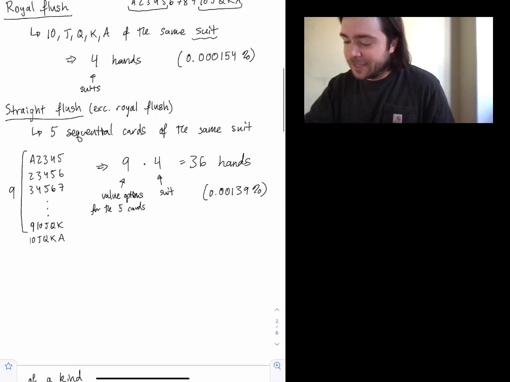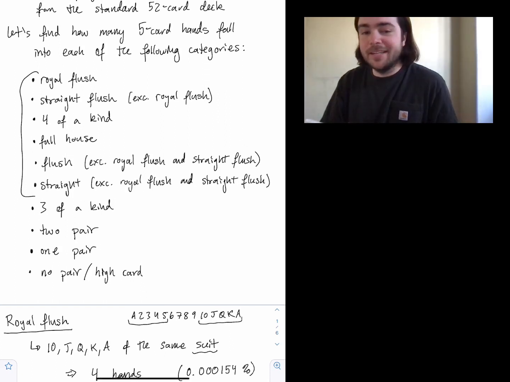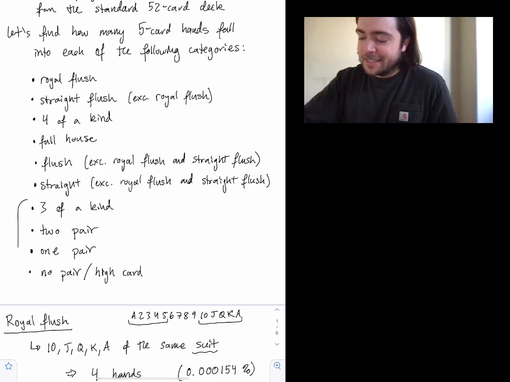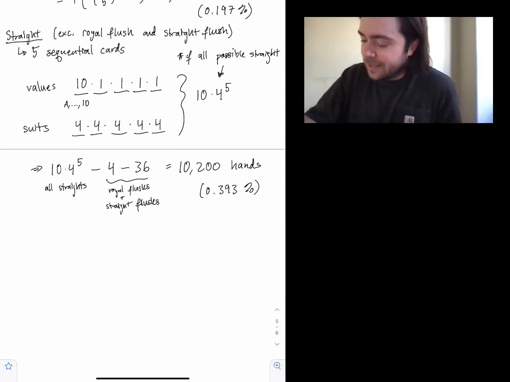All right, let's just do a recap. So we're up to straights now. All of these categories have less than 1% chance of occurring. They're all quite rare. That means some of these must have a pretty high chance, so we'll see as we keep going. Just something to keep in mind.